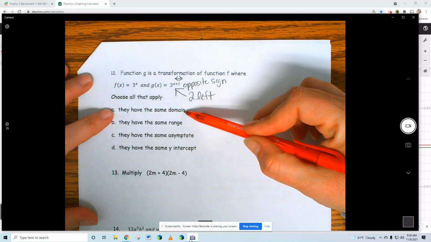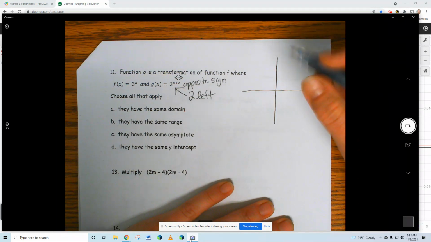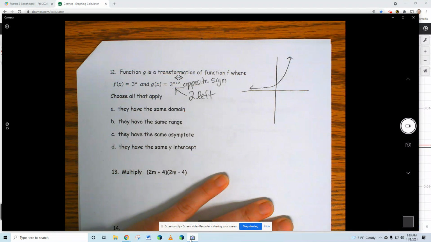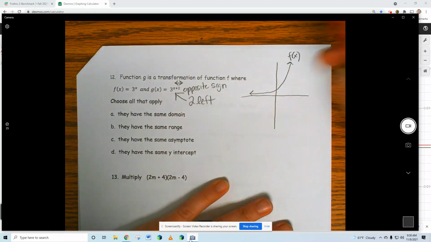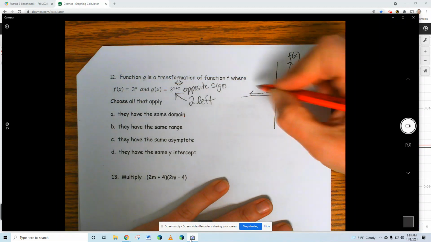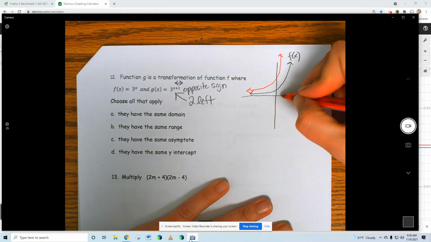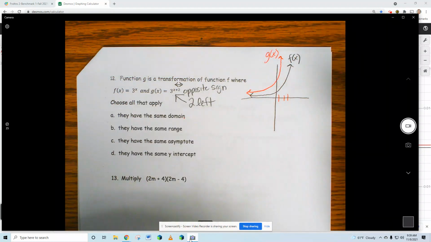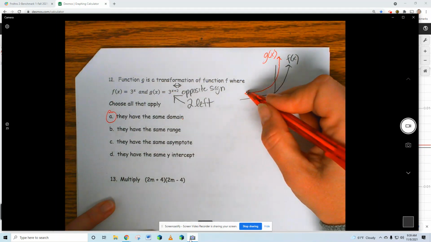And they're going to have the same domain because they're going to go, let's do just like a sample. Here's my f of x. This is just a sample. You can just watch. And here would be g of x, 2 to the left. It's just like 2 spaces to the left. So they're going to have the same domain. Even though it's 2 to the left, this will eventually go down, down, down.